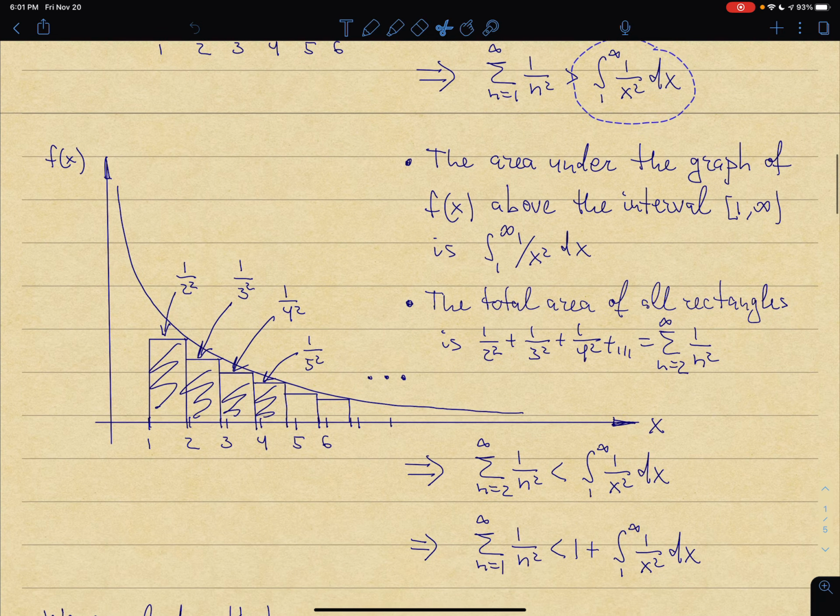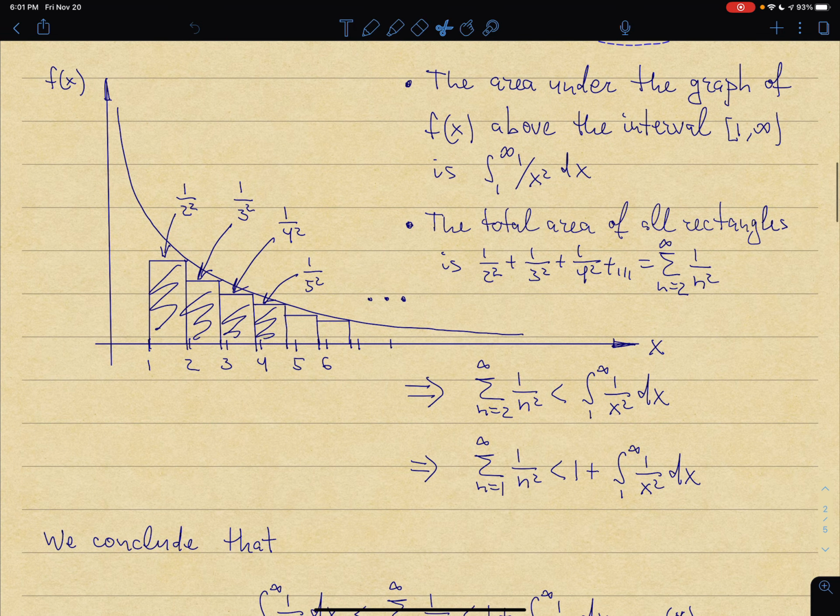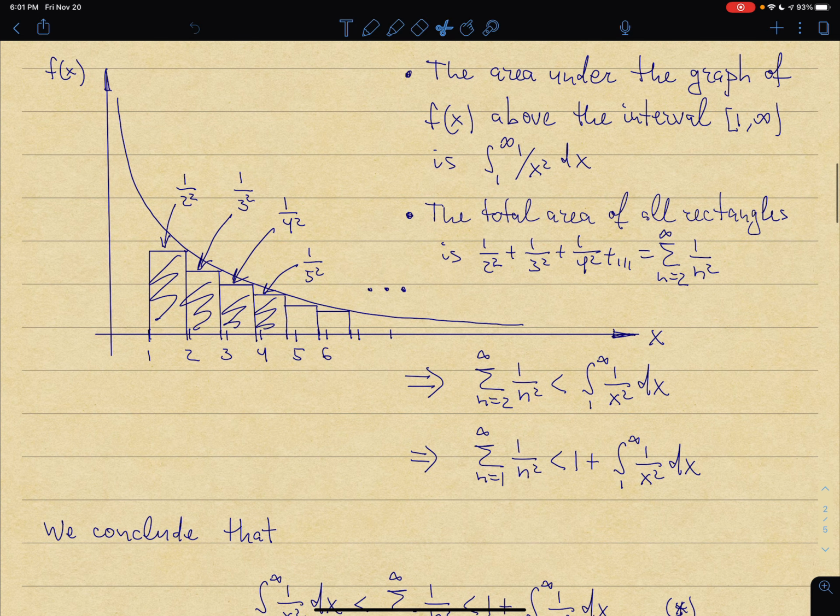All right, so now let's do the second construction. The second construction is going to be almost the same as the first one, except that on each interval I'm going to use the right endpoint of the interval to calculate the height of the corresponding rectangle. So the first rectangle will have a height of 1 over 2 squared, right? Because that's the right endpoint of the interval from 1 to 2.